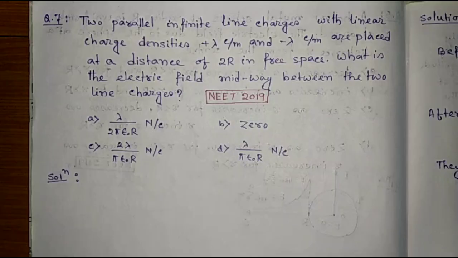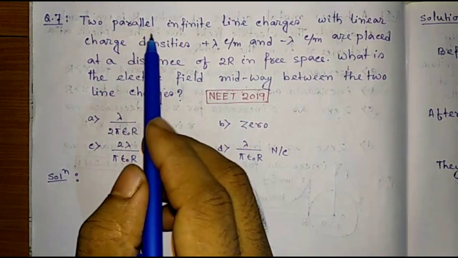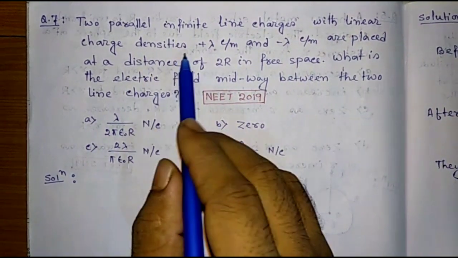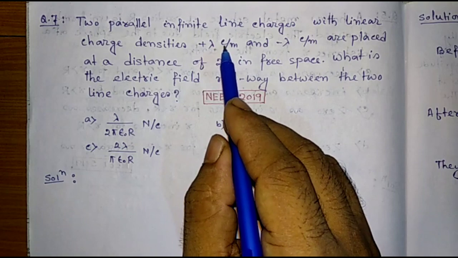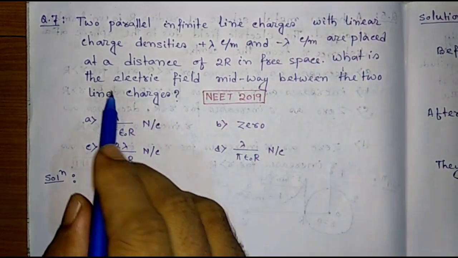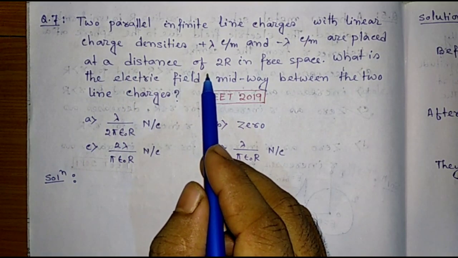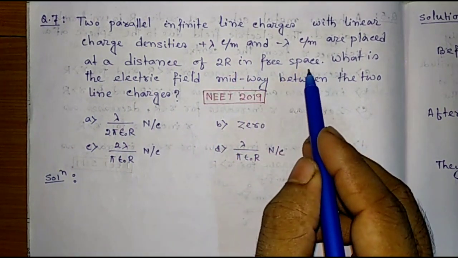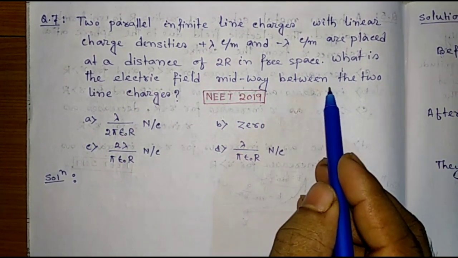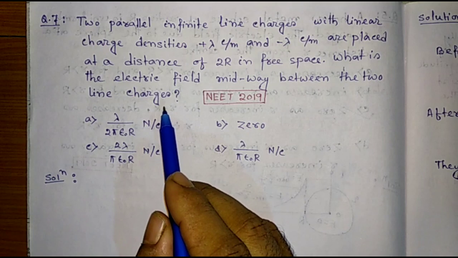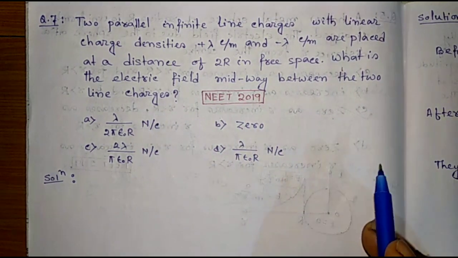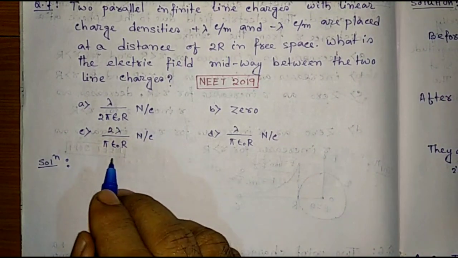Okay. Next question is: two parallel infinite line charges with linear charge densities plus lambda coulomb per meter and minus lambda coulomb per meter are placed at a distance of 2r in free space. What is the electric field midway between the two line charges? The question was asked in NEET 2019. So let's see the solution.